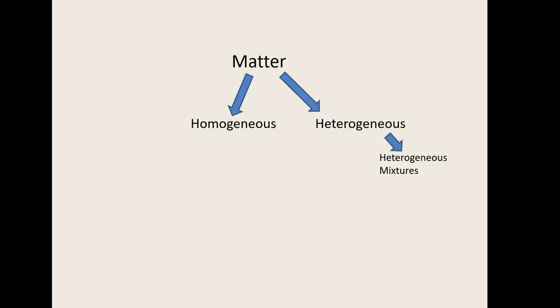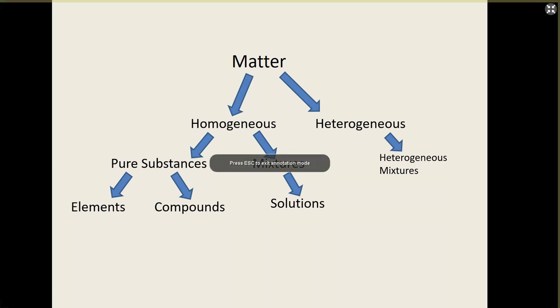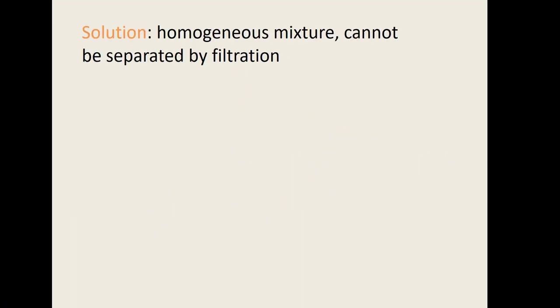Again, homogeneous is a lot of sameness. So it's composed of pure substances that we find on the periodic table with elements. And then when we combine those elements into compounds, those are also homogeneous substances. And then we come to our homogeneous mixtures. Homogeneous mixture, another name for that is a solution. And that is what our unit is talking about, homogeneous mixtures or solutions.